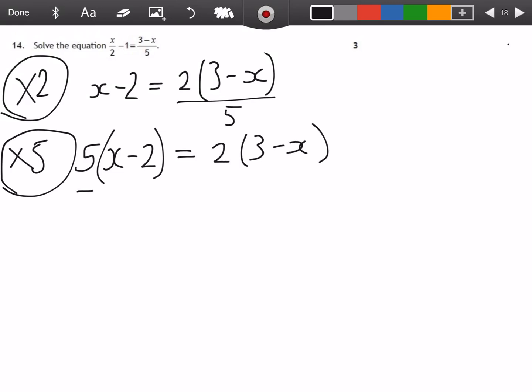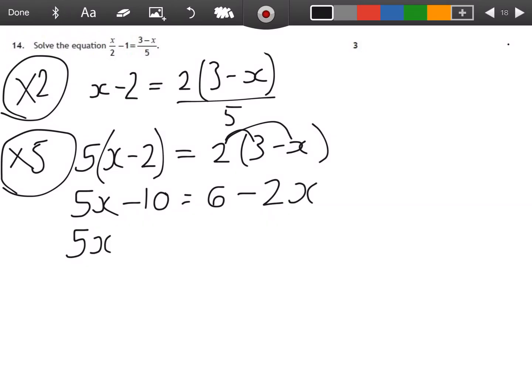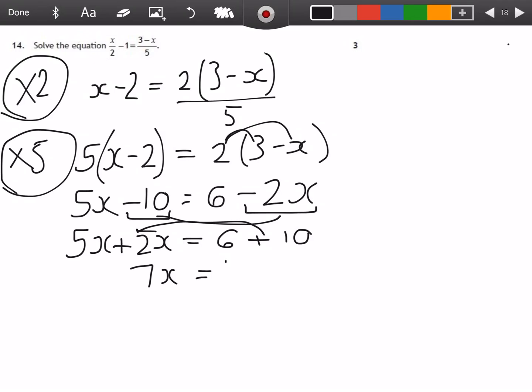Okay, so really what I've got is 5x minus 10 is equal to 2 times 6 minus 2x. Okay, let's tidy this up a wee bit. We've got x's on both sides. I don't want x's on both sides. I'm going to add the 2x's on here, and I'm going to move the 10 and add the 10 on the right hand side. So really I've got 7x is equal to 16.